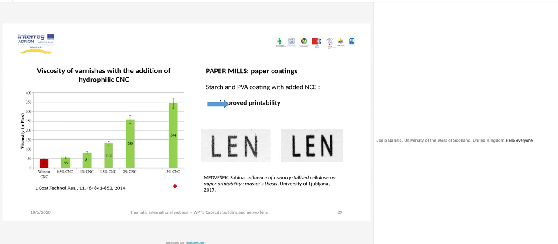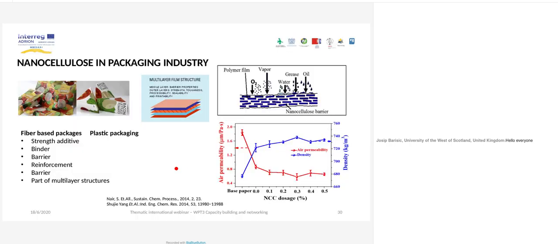On the other hand, there were already some very successful experiments with coatings for papers. You can see this on this reference, because we used this nanocrystalline cellulose in coatings for paper, and the result was better mechanical properties and better printability. So again, this is interesting for paper production.